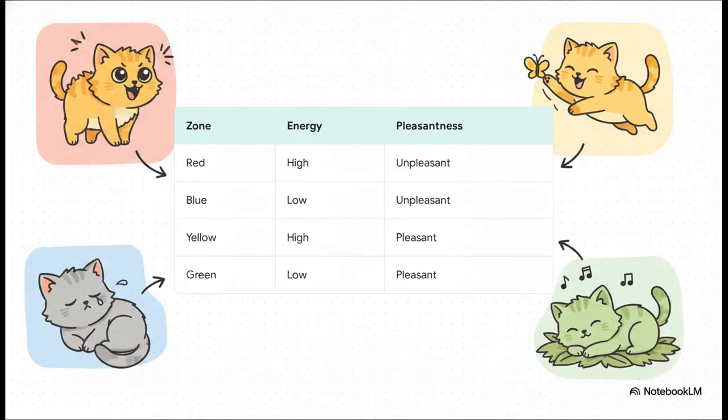To recognize where you are, the source text introduces this concept of a mood meter. It basically maps your energy levels against how pleasant you feel. So ask yourself, are you a hissing kitten in the high-energy, highly unpleasant red zone, angry and stressed? Or are you more like a calm, purring kitten in the low-energy, pleasant green zone? Before you can even attempt to manage an emotion, you just have to pinpoint which quadrant you're sitting in.